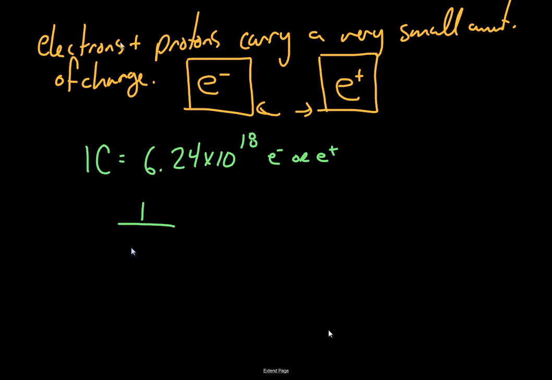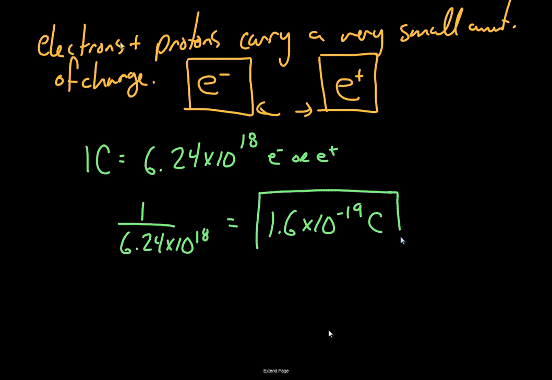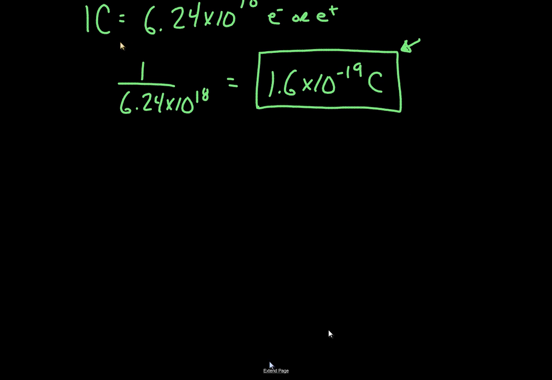If you need 6.24 times 10 to the 18 electrons or protons to carry 1 coulomb, then the amount of charge each of these would have is equal to the inverse of that value, which is 1.6 times 10 to the negative 19 coulombs. So the elementary charge is equal to this value. All right? 1.6 times 10 to the negative 19 coulombs. That is the amount of charge carried by a single proton or a single electron. Protons carry a positive amount of this. Electrons carry a negative amount of this. It's exactly that amount, and all electrons and all protons are identical to each other.